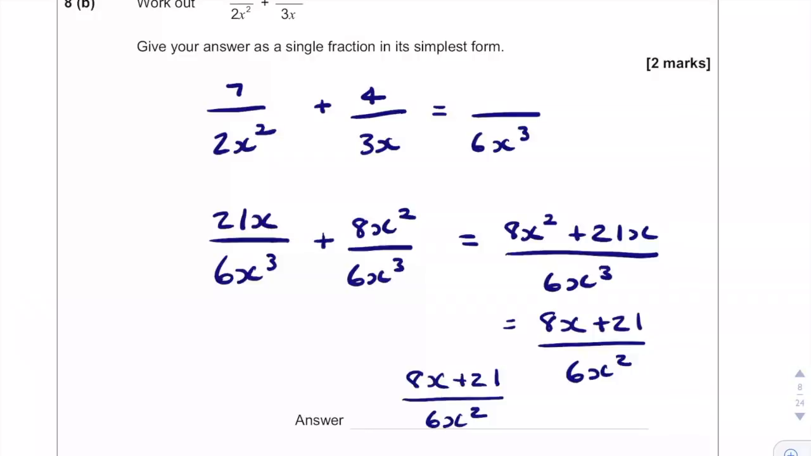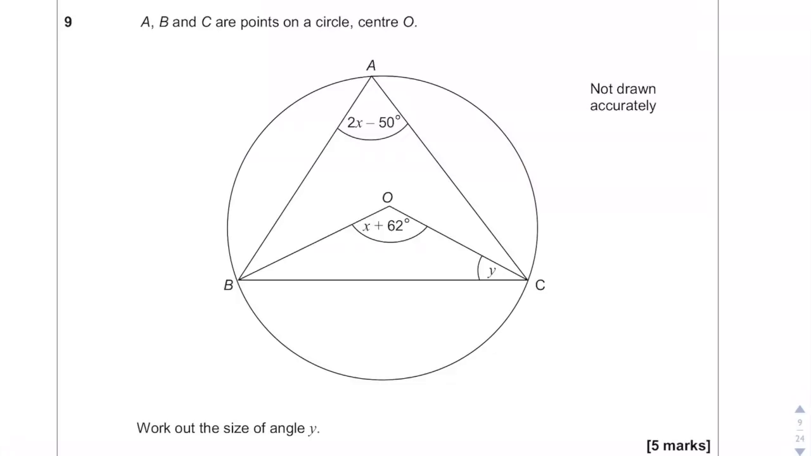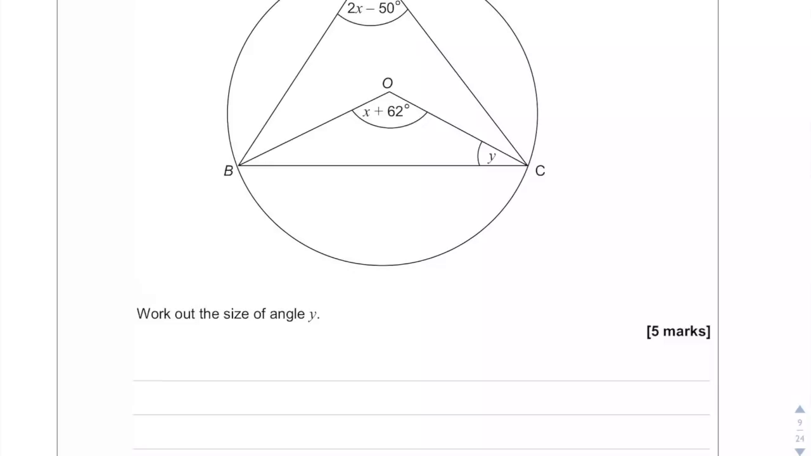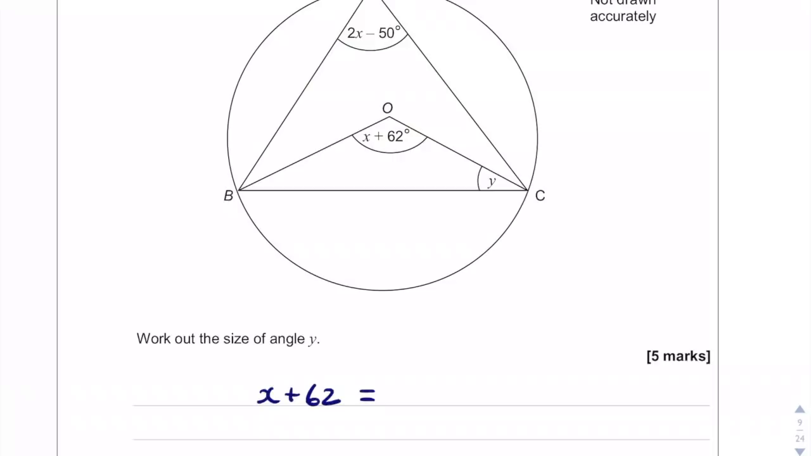And that is going to be our final answer. Question 9, A, B and C are points on a circle with centre O. We need to work out the size of angle Y. So the first thing you've got to do here is spot a circle theorem. And the circle theorem is that the angle at the centre is twice the angle at the circumference. So what we're basically saying is that our angle at the centre is x plus 62, and that is equal to twice the angle at the circumference, which is 2 times 2x minus 50.